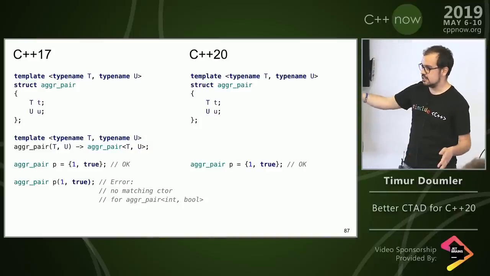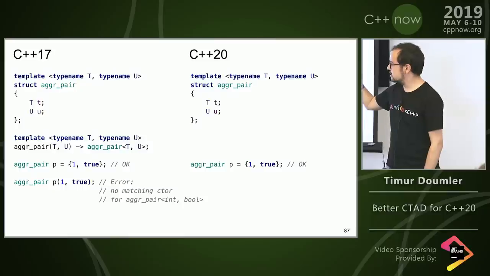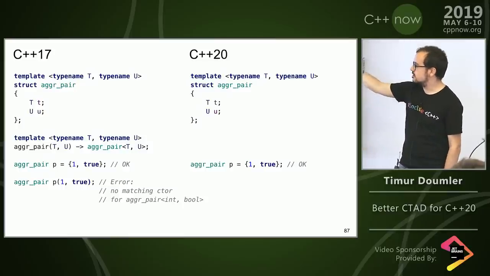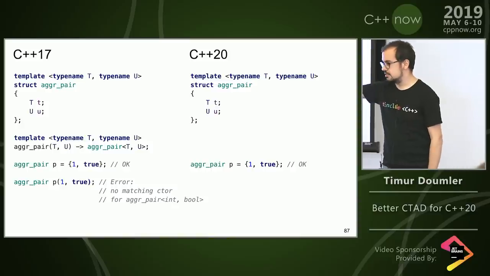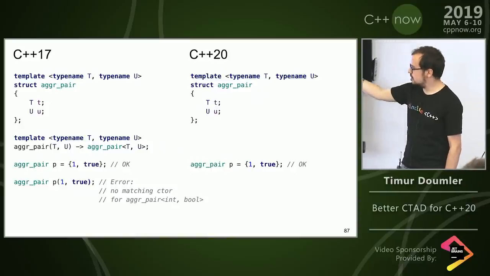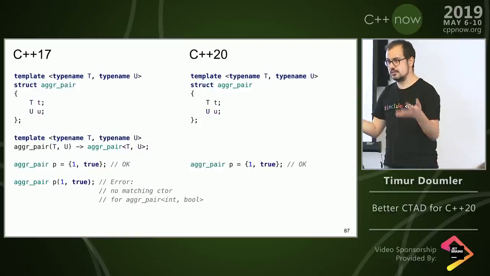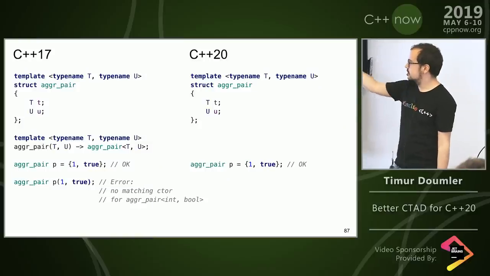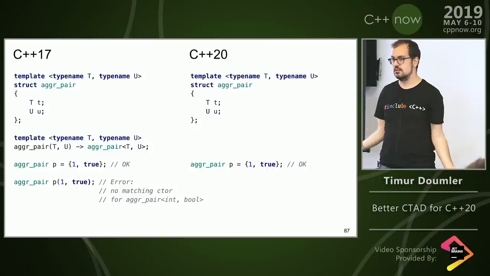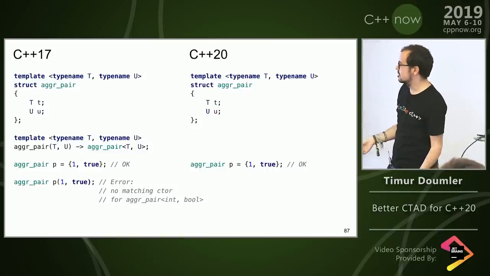CTAD doesn't call anything. CTAD looks at the initializer you wrote. It's going to see that there is a guide which matches this. Deduction will succeed. You're going to get aggregate pair and bool. And then it would do, oh, but you wrote parens. You're doing direct initialization. There's no constructor. You need to use curlies. If you don't use curlies, this will not succeed.